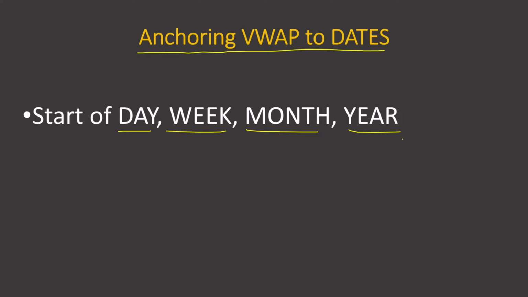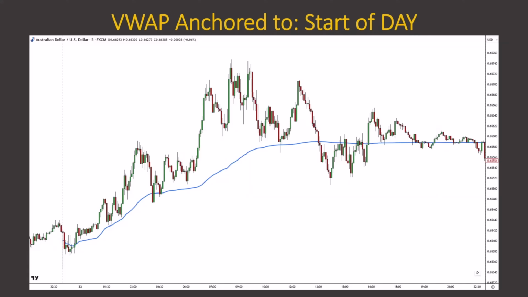All right, what's the fair price since the start of the day, or a week, or a month, or a year? So let's check out a couple of examples here. What you see before you here is Australian dollar, US dollar, 5-minute chart, and this is the start of the day. So the VWAP is anchored to this place, and what you see here is the price is moving above the VWAP, which means buyers are in control and you want to trade from VWAP. So you want to trade the pullbacks.